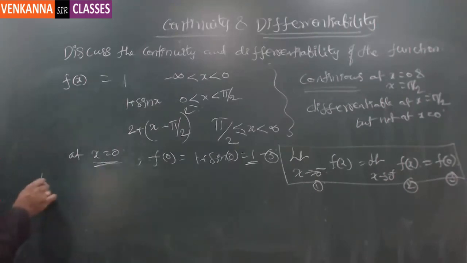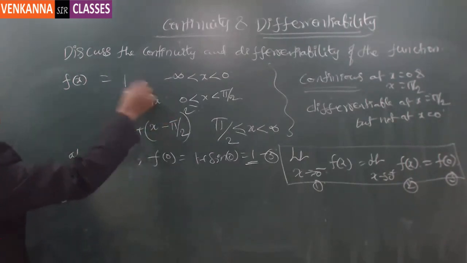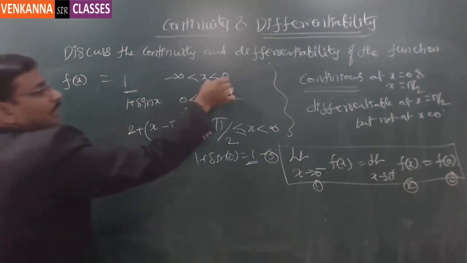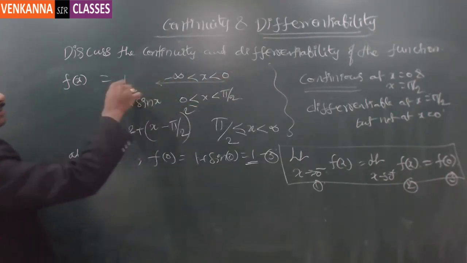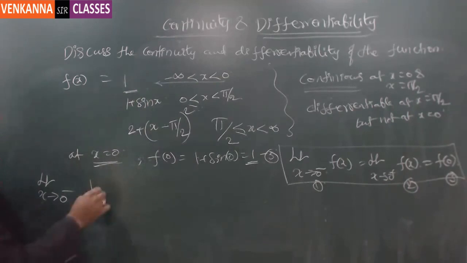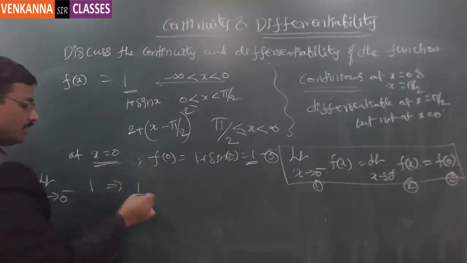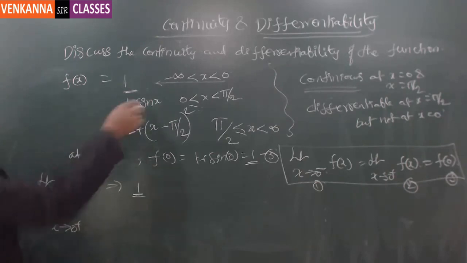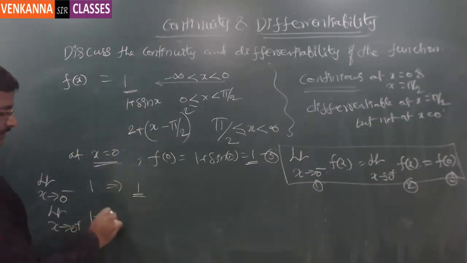So that is the limit as x tends to 0 minus. For 0 minus, the function value here itself is 1, because for 0 minus you need to consider this part. So this is a constant function, then this value is automatically 1. And the right limit, x tends to 0 plus of f of x. f of x is nothing but 1 plus sin x.